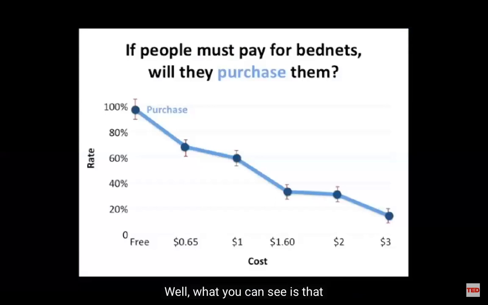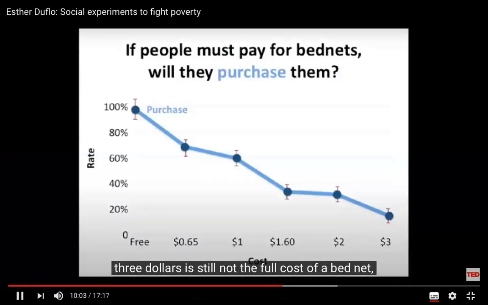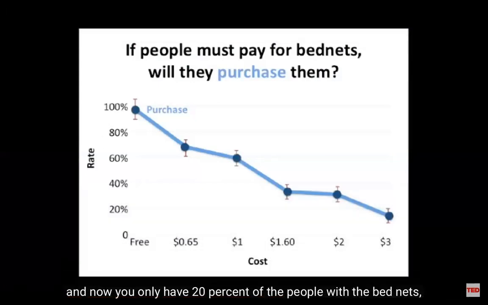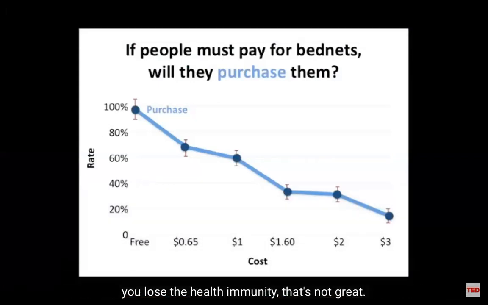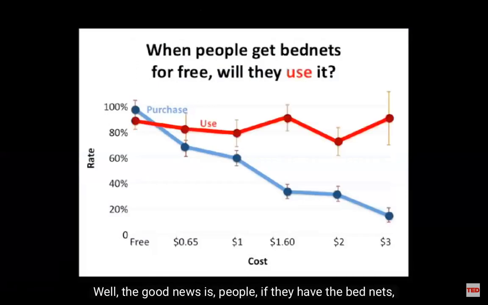Well, what you can see is that when people have to pay for the bed nets, the coverage rate really falls down a lot. So even with partial subsidy, $3 is still not the full cost of a bed net, and now you only have 20% of people with the bed nets. You lose the herd immunity, that's not great. Second thing is, how about the use? Well, the good news is, people, if they have a bed net, will use the bed nets, regardless of how they got it. If they get it for free, they use it. If they have to pay for it, they use it.